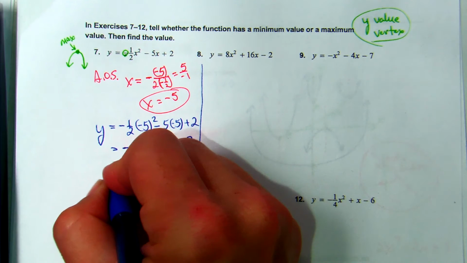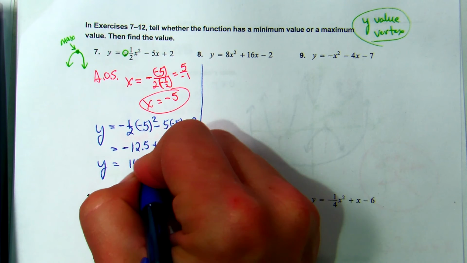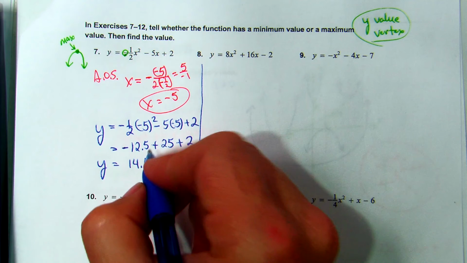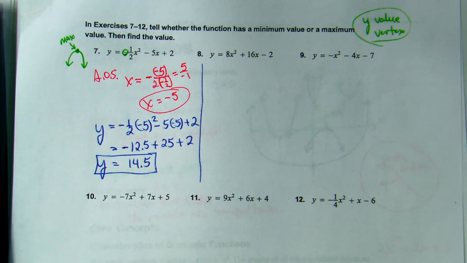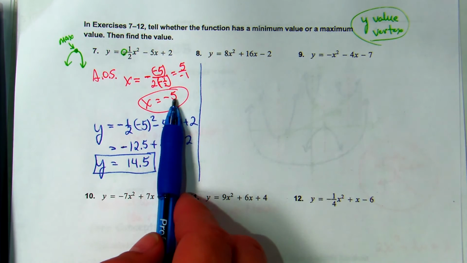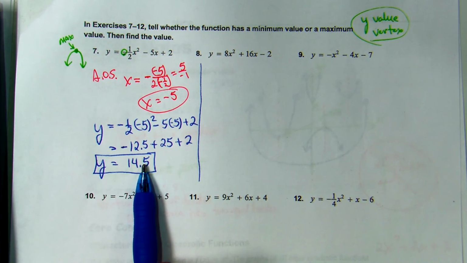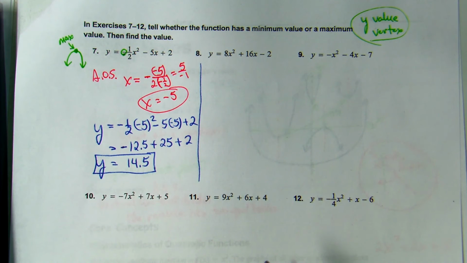When I do all my math here, y is going to equal 14.5. You can do that in the calculator. If I were to put this equation in the calculator, go to my table, and look at x equals negative 5, I would see that my y value is 14.5. So you can obviously confirm this one in the calculator as well. All right, let's do number 8.